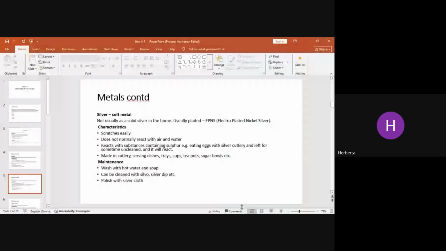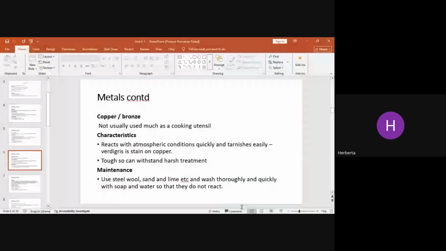If you think that the color has become dim, then you can shine it with silver dip. Silver dip is a liquid. So you buy it, you dilute it, then you just put the silver in it. You don't use any harsh or hard treatment on it. For about 5 minutes, by the time you take it, the surface would have been shining. Then you can also polish with silver cloth.